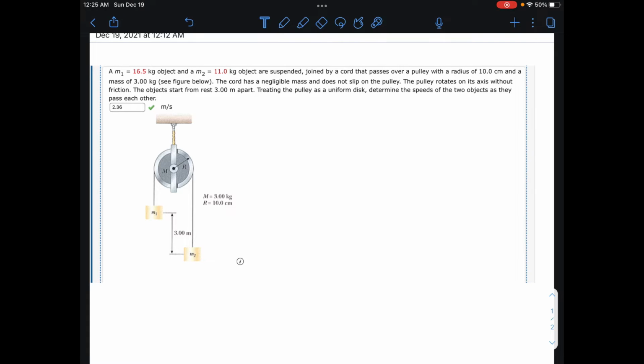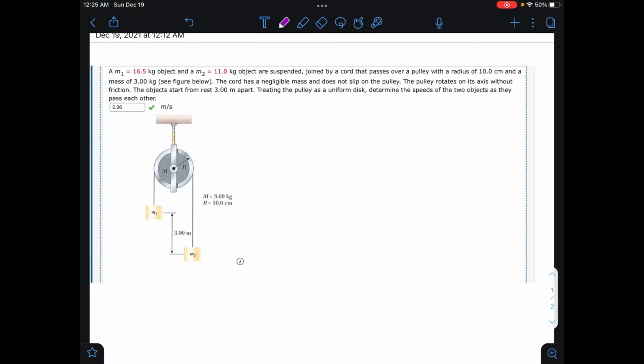A 16.5 kilogram object and an 11 kilogram object are suspended, joined by a cord that passes over a pulley with a radius of 10 centimeters. Mass of 3 kilograms. The cord has a negligible mass and does not slip on the pulley. The pulley rotates on its axis without friction. The objects start from rest 3 meters apart. Treating the pulley as a uniform disc, determine the speed of the two objects as they pass each other.